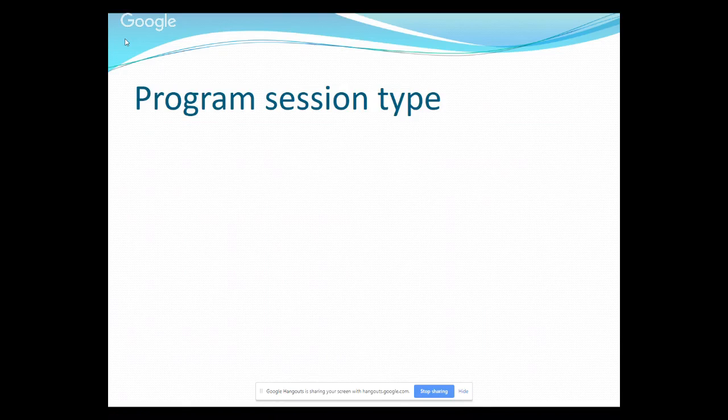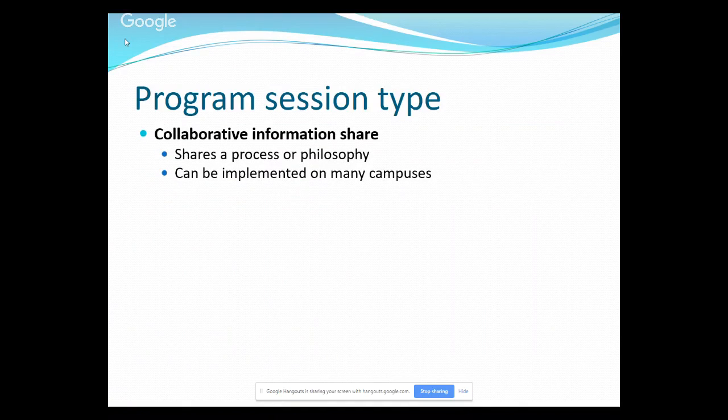So let's talk a little bit about your program session type. So there are 4 types of programs that you can submit as part of a program proposal. The first is a collaborative information share. And what that is, it is a program that focuses on sharing a process or philosophy within your department, within your division, anything like that, a project, a task that you do that's very specific. And the thing about a collaborative information share is that this process or philosophy can be implemented on many campuses. So you don't necessarily need to be a private school, small school, large school, religiously affiliated, community college.